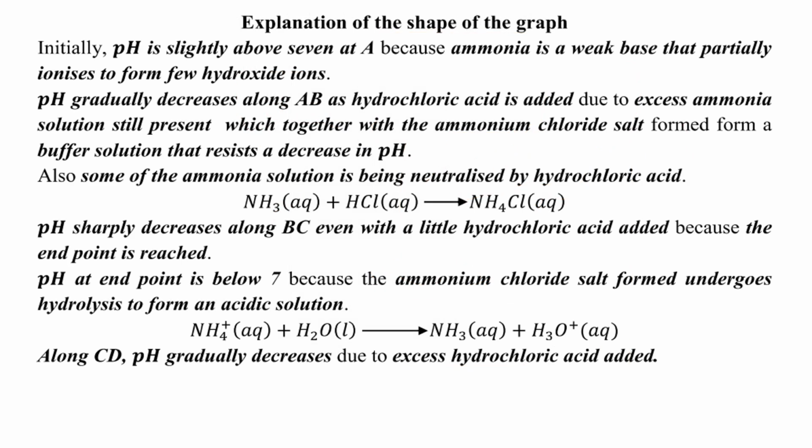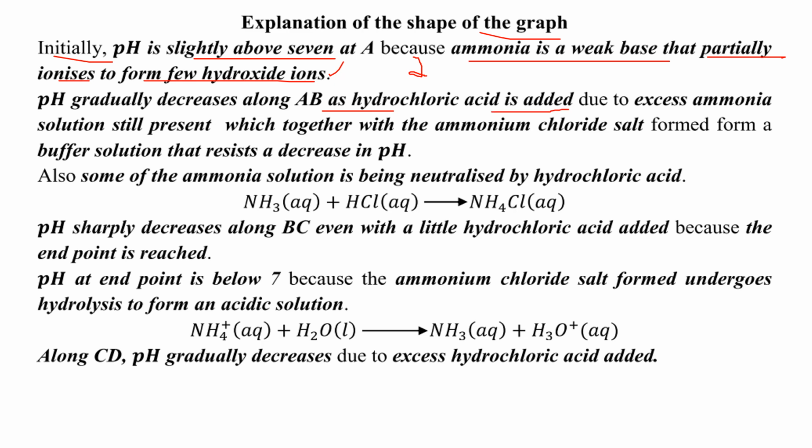Looking at the explanation of the shape of the graph, we are going to be saying that initially pH is slightly above 7 at A. And this is because ammonia is a weak base, and being a weak base, it partially ionizes to form hydroxide ions, just like I explained. So you're going to find that very few hydroxide ions are present. That's why pH is far below 14. Now pH gradually decreases along AB as small amounts of hydrochloric acid are being added.